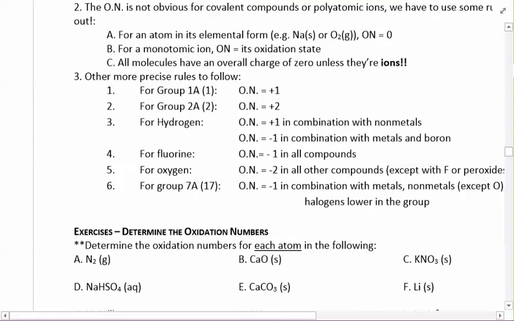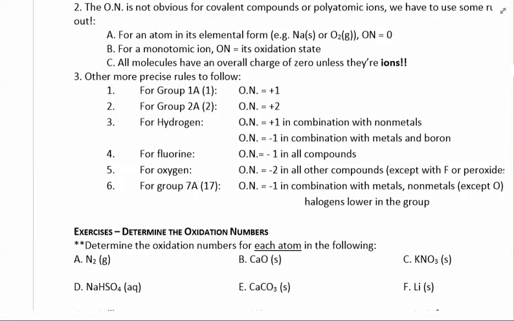So group 1A on the periodic table are going to be +1. This is exactly the same as what we've been doing. Same for group 2, +2. So for hydrogen, it is +1 in combination with nonmetals. So like in hydrochloric acid, hydrogen is going to be +1. Most often, hydrogen is a +1. Sometimes when it's with metals and boron, it's going to be -1. But usually it's +1. Fluorine is going to be -1 in all compounds.